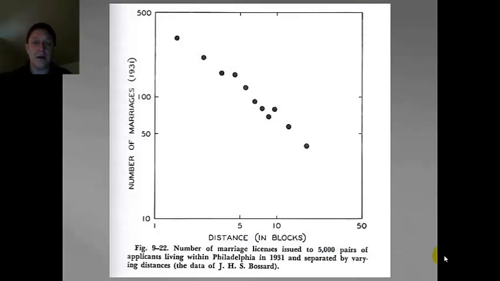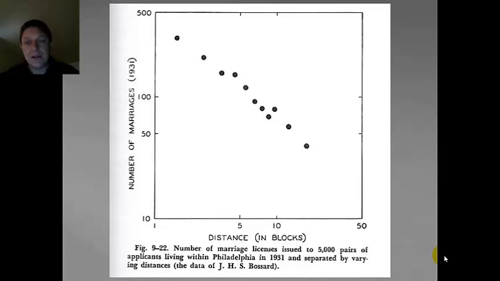Here's another one, marriage licenses. Now this is a social tie between two people, right? Which people are going to get married to each other? This is 1931, Philadelphia. It's data from 5,000 pairs of applicants for a marriage license. In the application, you have to specify, my name is Joe Blow, and I come from the town of blank. My name is Jane Davis, and I come from the town of blank.